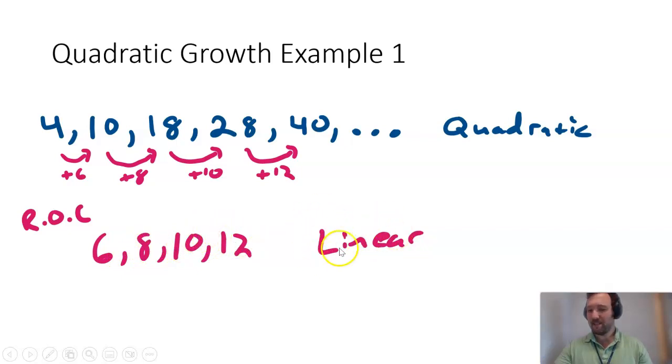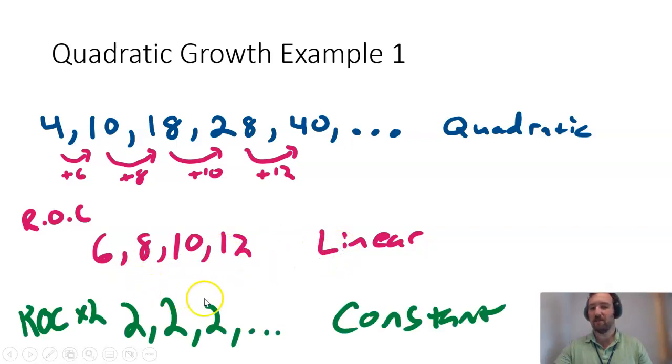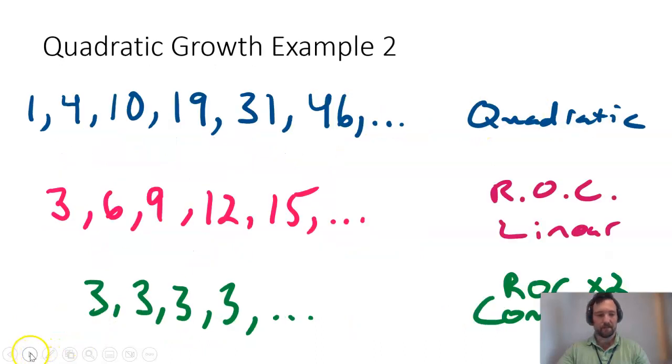And this guy is a linear, right? How do I know that's linear? Because it increases by 2 each time. From 6 to 8, it goes up by 2. 8 to 10 is a jump by 2, and 10 to 12 is a jump by 2. Okay, so again, this makes the original pattern we started with way up here, this blue pattern, quadratic, because its rate of change is linear.